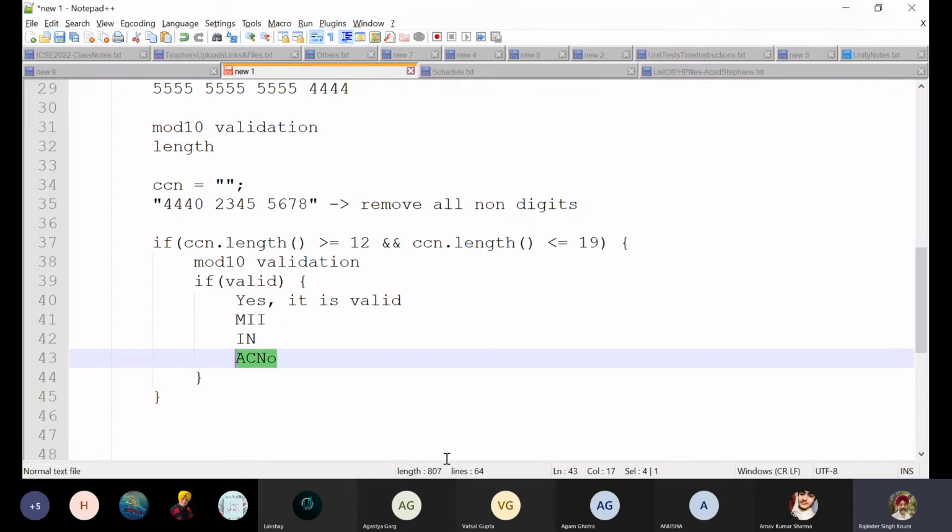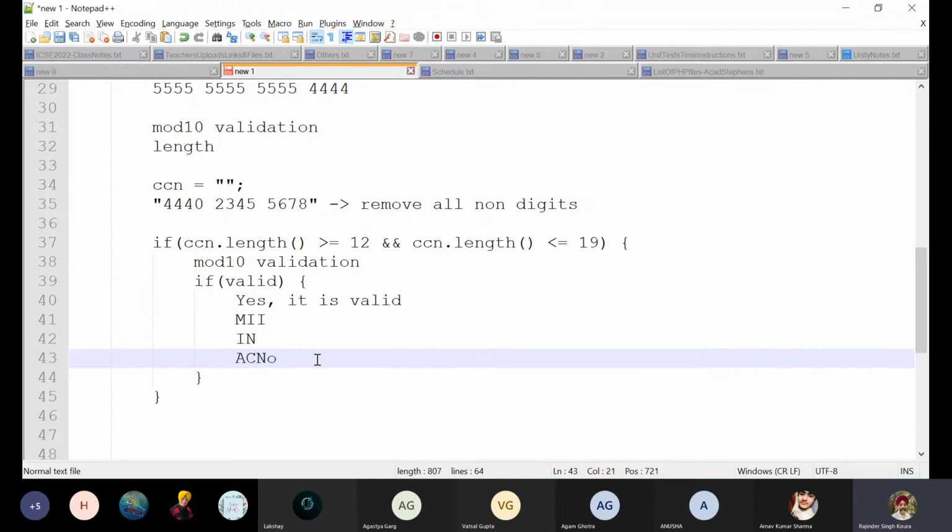Does it make sense, guys? Yes, sir, it makes sense. Agam, you have raised your hand, has it been resolved? Agam? Sir, it was raised by mistake. Okay, from before. All right.